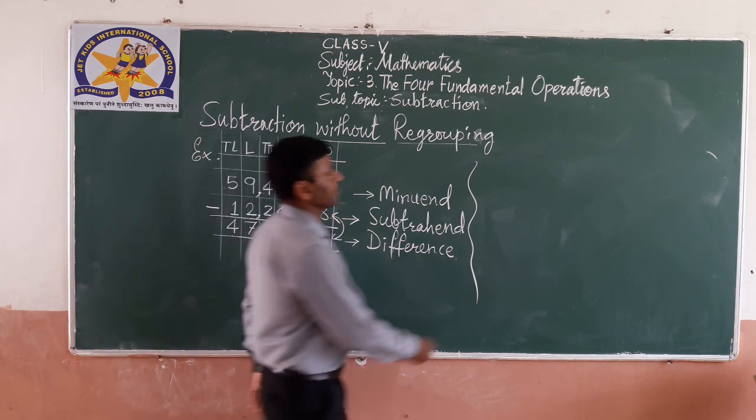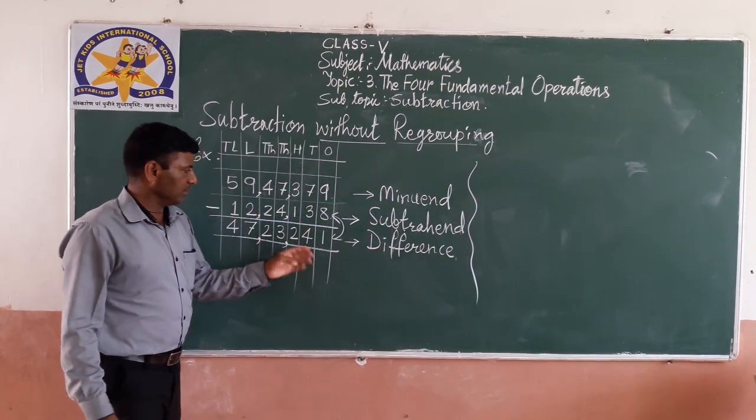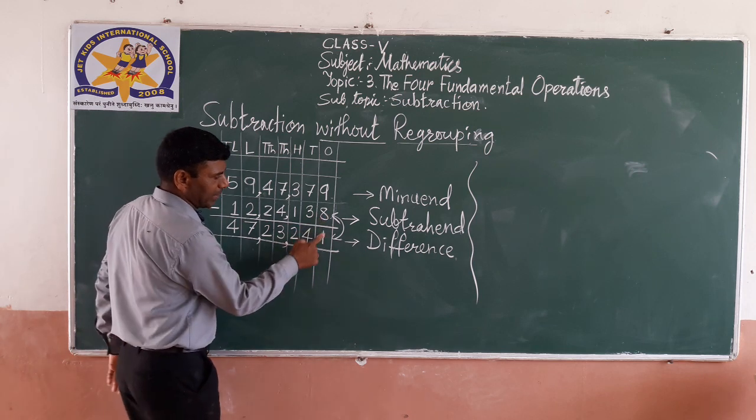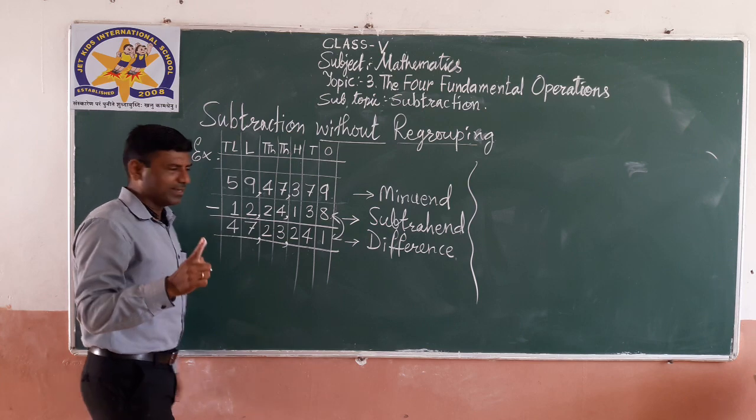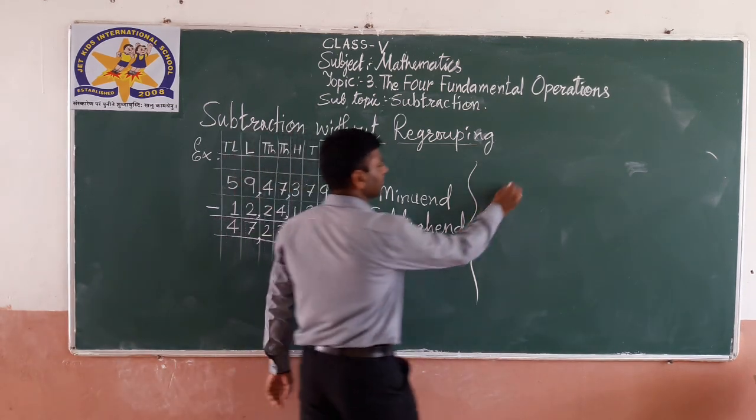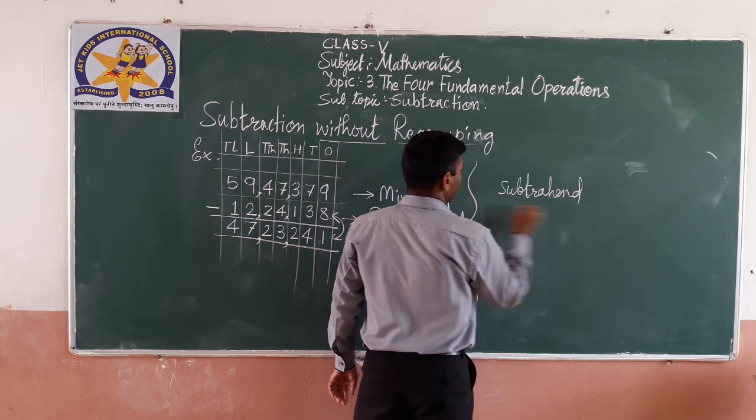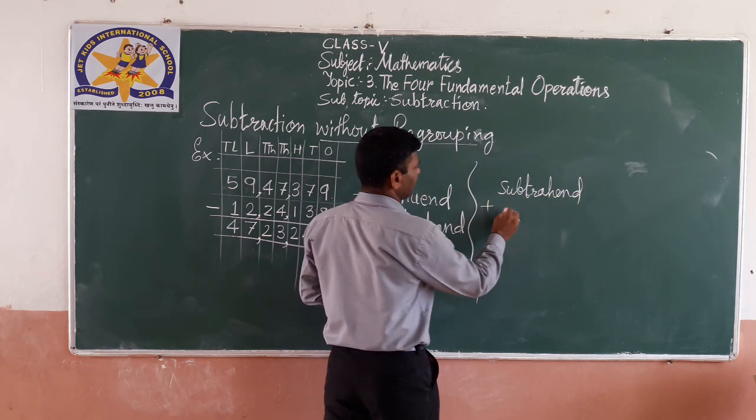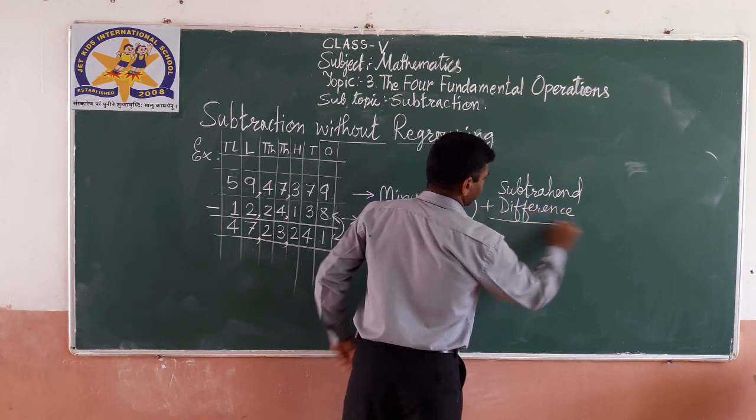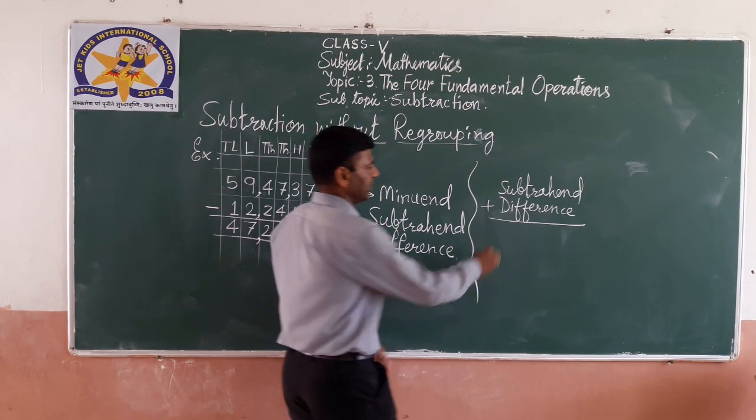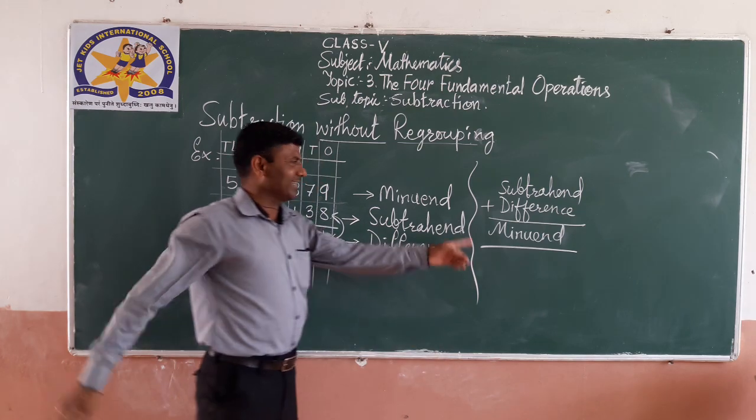Let's see. I will show you here. This is a verification method. How to verify? Subtrahend plus difference, we will get the minuend. This is the formula. Understand?